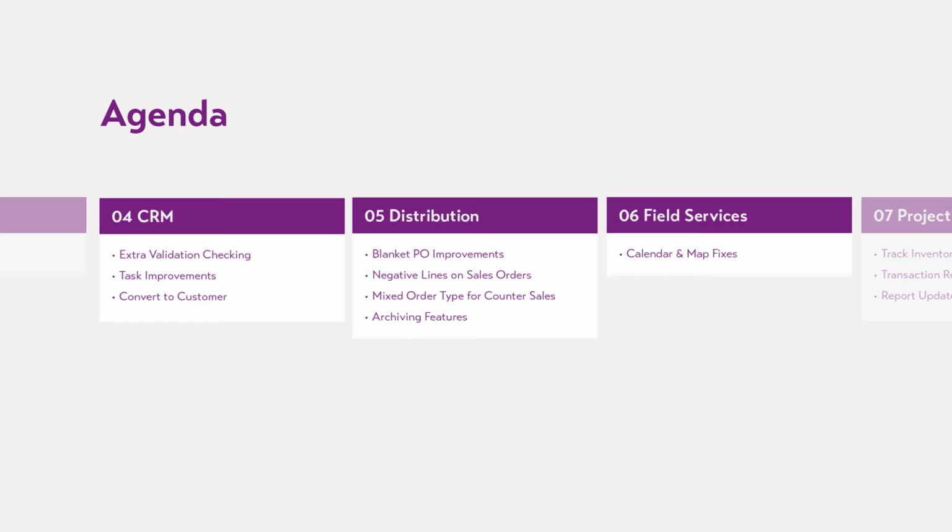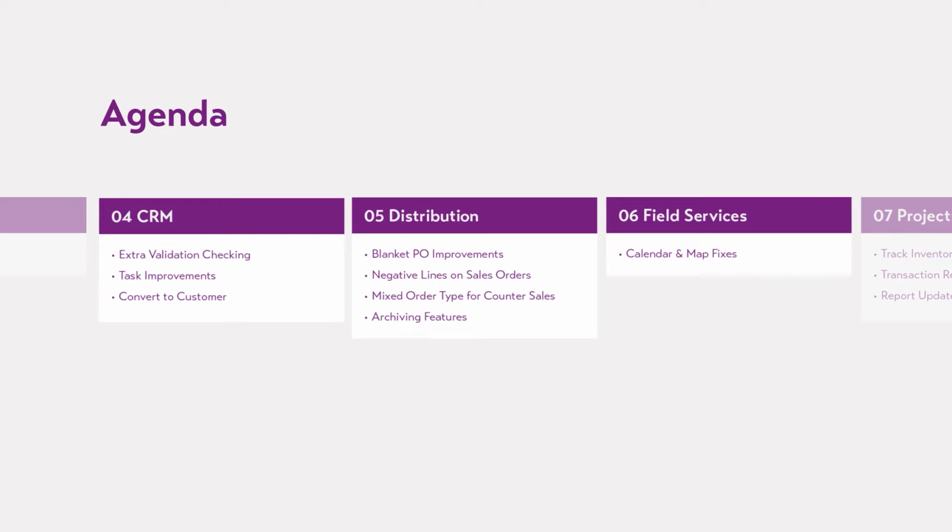We'll then look at distribution, and firstly the blanket purchase order improvements that have been made. We'll then also look at some of the new features for sales orders, so in particular negative lines and the automation behind that. And then the new order type, which is mixed order, and this is generally to do with types of businesses with counter sales. And then lastly, we'll talk about archiving features that we can do for shipments and sales orders.